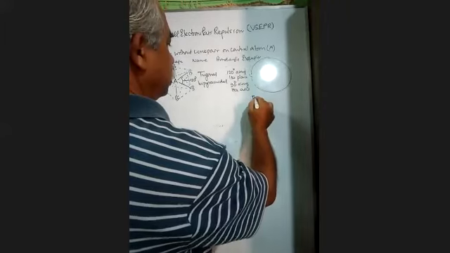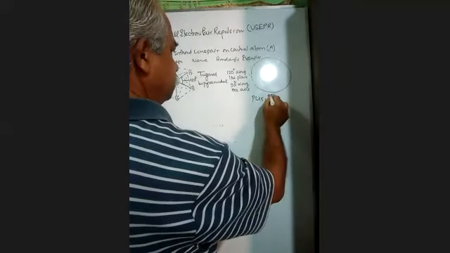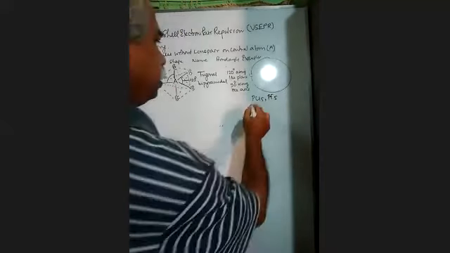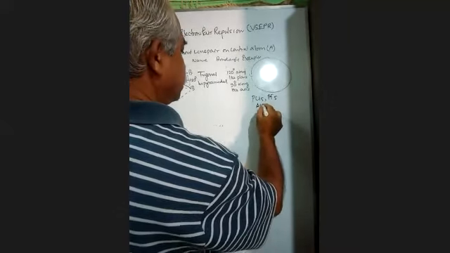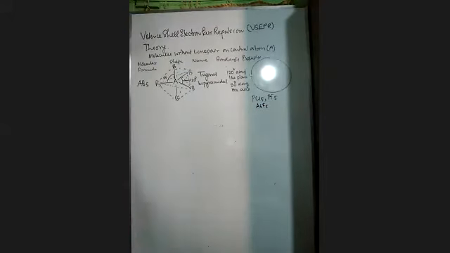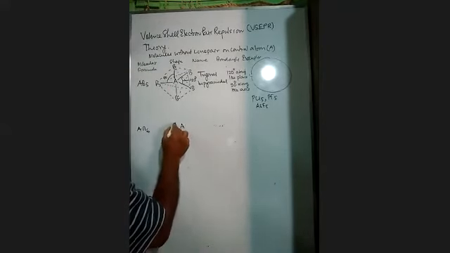Example, PCl5. Phosphorus pentachloride, phosphorus pentafluoride, arsenic pentafluoride. Then we have AB6. In AB6, now I cannot add along the axis. So I have to add along the plane. So if I add it along the plane, how would it look like? See.